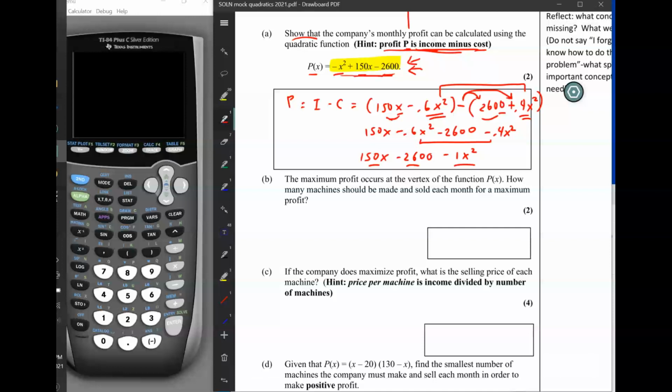The maximum profit occurs at the vertex of the function p of x. What function is p of x? It's right there.